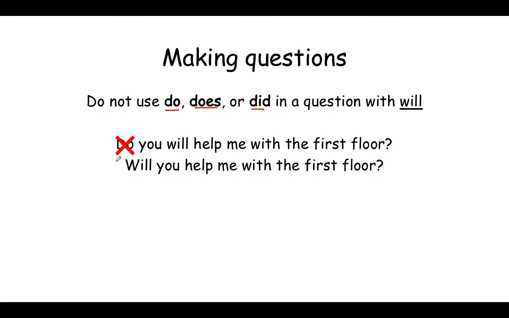So you don't need to put do, and you just put will at the beginning of the sentence. You don't need to add anything when you're making the question with will. No adding. You just put will at the beginning of the sentence and then say the rest of the sentence the same. Will you help me with the first floor? And remember that when you use will, you just need to make sure that will comes at the beginning of the sentence.